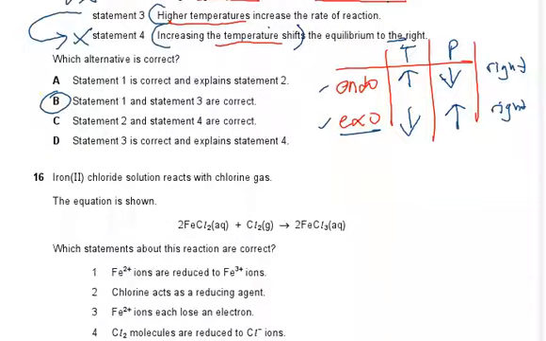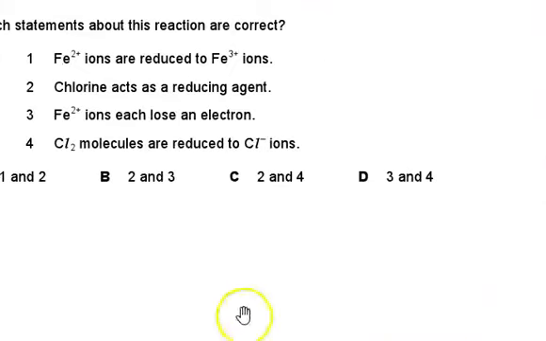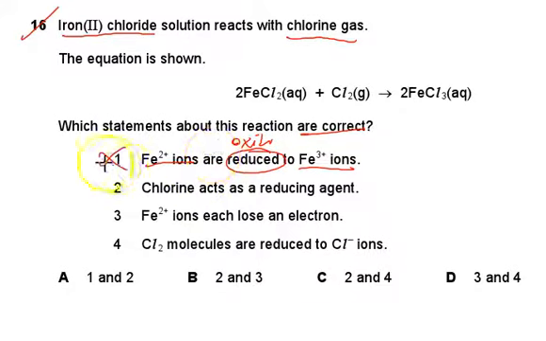Okay, now let us look at number 16 here. So for number 16, iron 2 chloride solution reacts with chlorine gas. The equation is shown below here. Which statements about this reaction are correct? So we have iron 2 reduced to iron 3. This is not right. This is wrong. It should be oxidized. So number 1 is wrong. So confirm A is wrong.